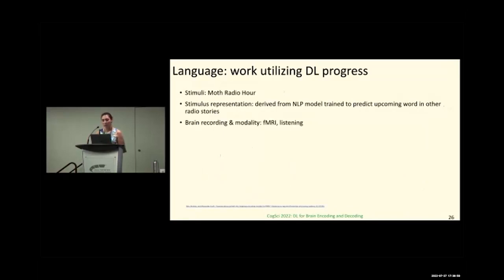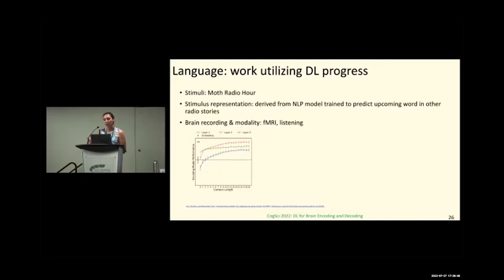So the second work is a bit more recent, but also slightly predates this work in NLP. This is from 2018 from Shailee Jain and Alex Huth. Here the participants actually listened to a Moth Radio Hour story, so these are stories from NPR. And they also trained an NLP model to predict upcoming words using data from other radio stories. So not neuroscience data, but the actual transcription of what is said in these different stories. And the recording modality was fMRI here.